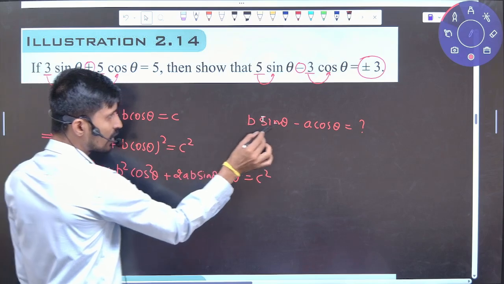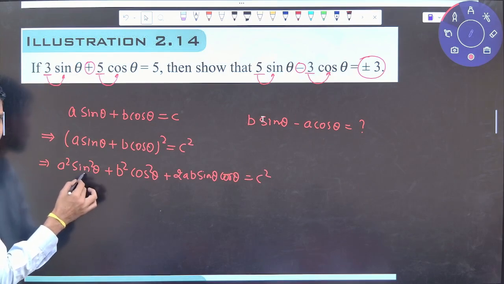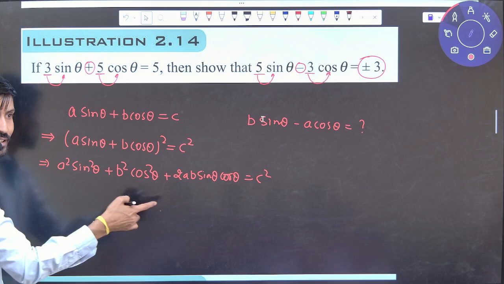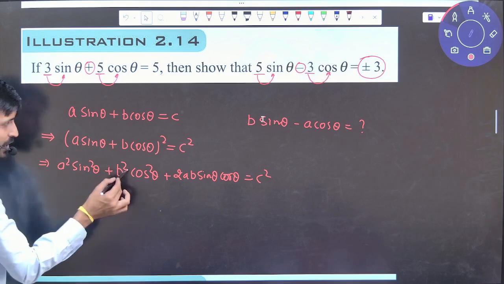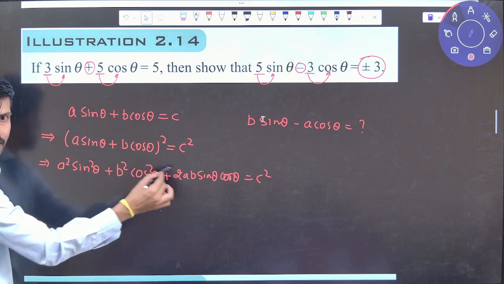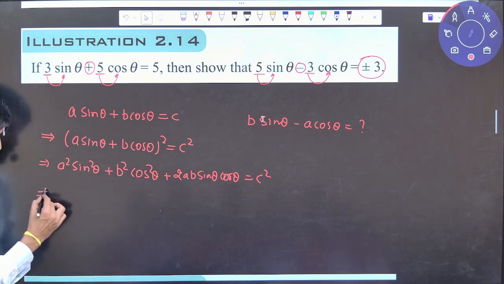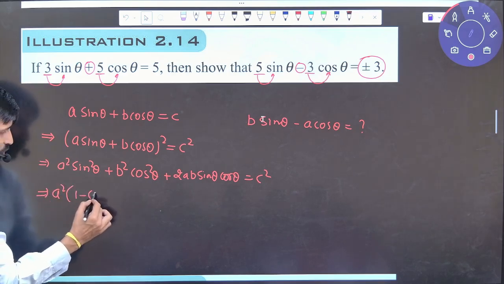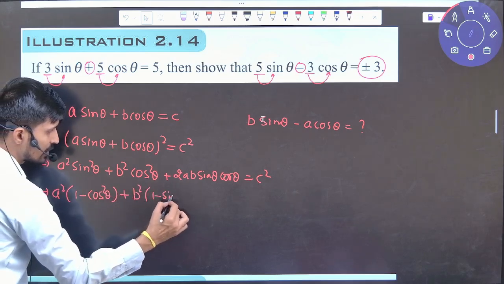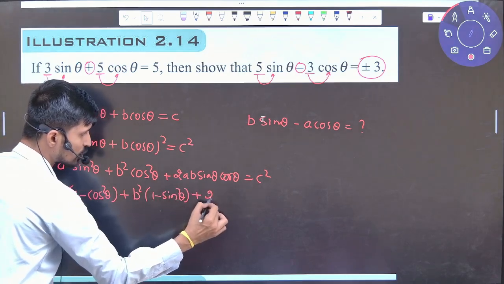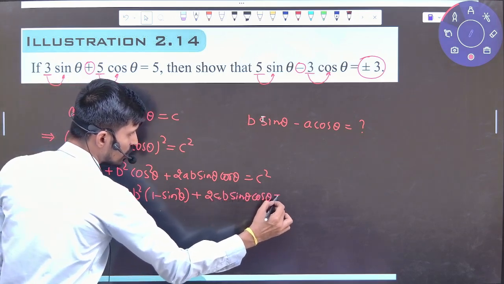But in the proof, what do we want? a should go with cos. It means I will change this sine theta name. Sine square theta, what will I write? 1 minus cos square theta, and a square will go to cos square theta. Yes or no? And b square, this cos square theta I will write 1 minus sine square theta, so b square will go to sine square theta. Then done. What will I do here? a square times (1 minus cos square theta) plus b square times (1 minus sine square theta) plus 2ab sine theta cos theta is equal to c square.